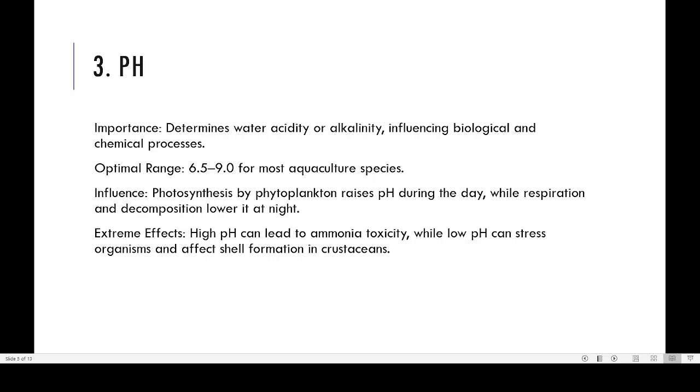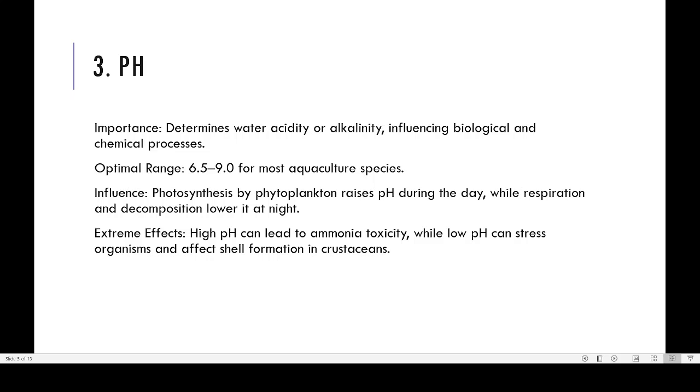Most fish can manage well even if the pH is slightly more towards the alkaline side. Even if the water is slightly alkaline, most fish can survive in it. That is why, up to the level of 9, most fish can manage. So this is the optimal range. Now what are the influences?